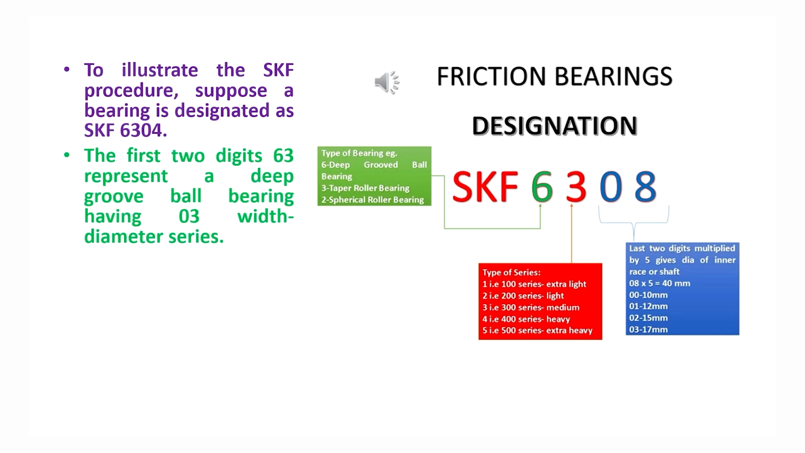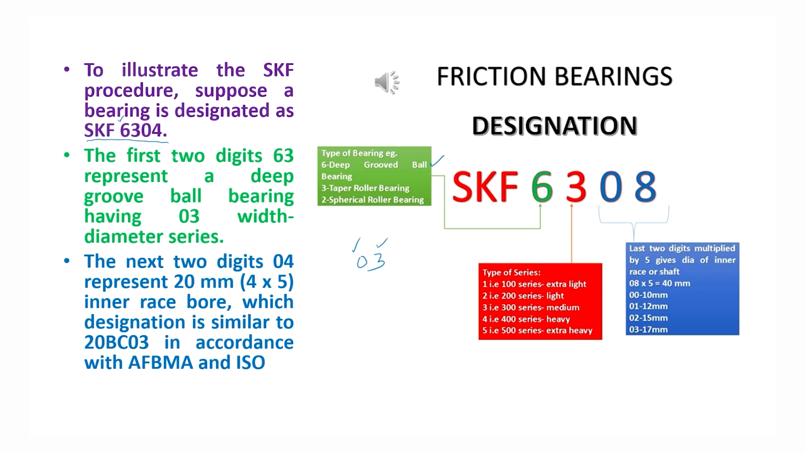Now, to illustrate this, let us take the SKF 6304. So, the first two digits 6 3: this 6 represents deep groove ball bearing, and 6 3 means 0 3 width and diameter series. So, diameter series is 3 and the width series is 0, and this 04 multiplied by 5 will be the bore. That means the bore is 20 mm.